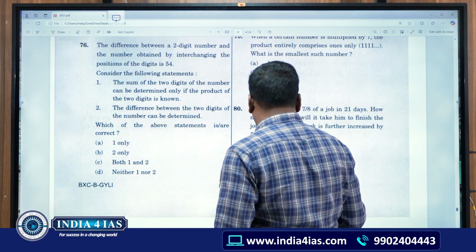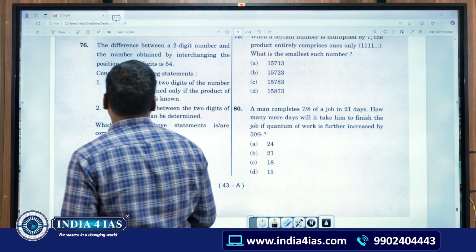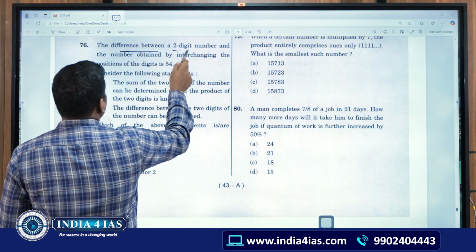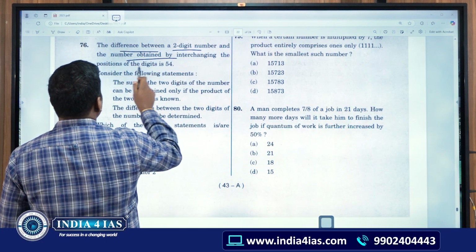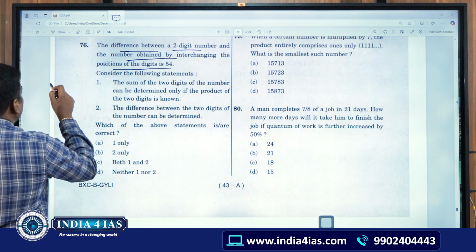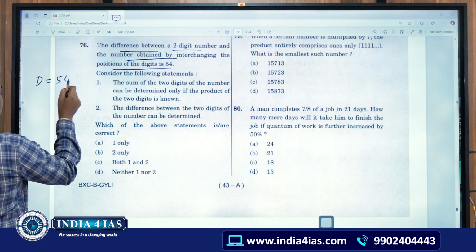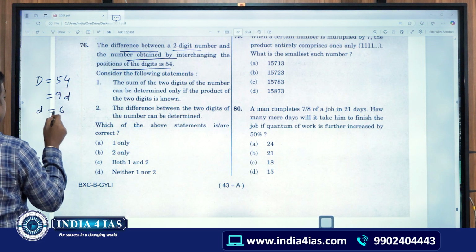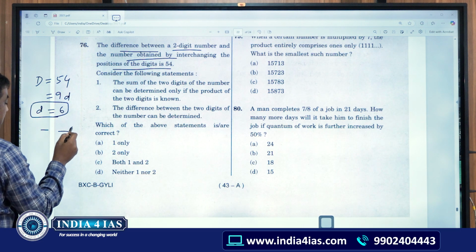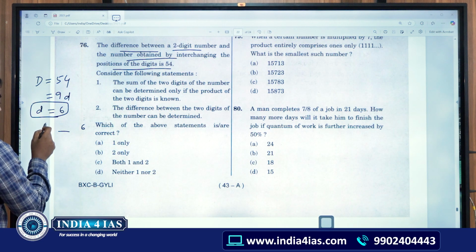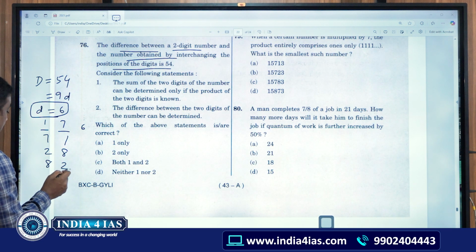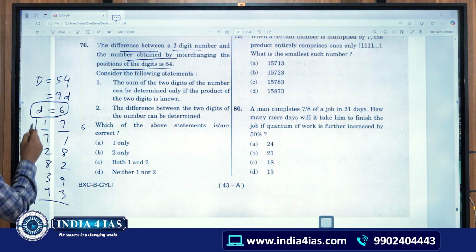Difference between a two-digit number and the number obtained by interchanging the digits. We have discussed enough of this. The difference between a two-digit number and the number obtained by interchanging the positions is 54. So here they are telling the difference is 54. That means this is equal to 9D, so in this case D is equal to 6. That means if you take two digits, the difference between them is 6. So that can be 1 and 7, 7 and 1. There can be 2 and 8, 8 and 2. There can be 3 and 9 and 9 and 3. These are the possible numbers that we have.